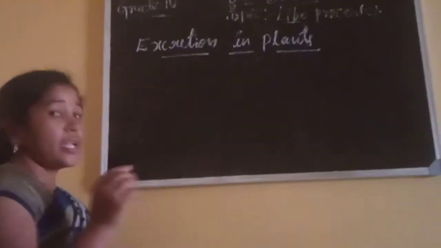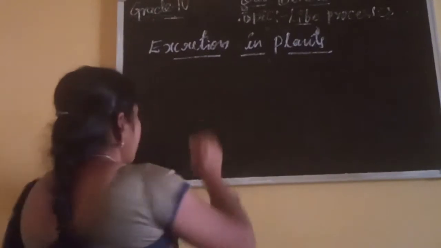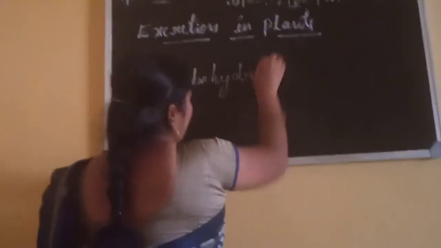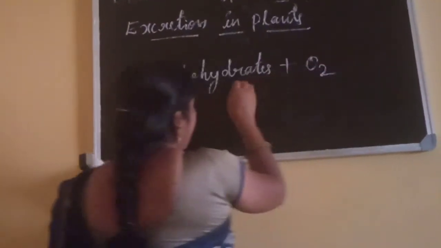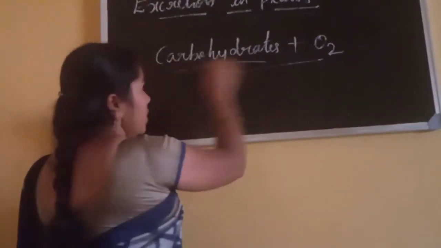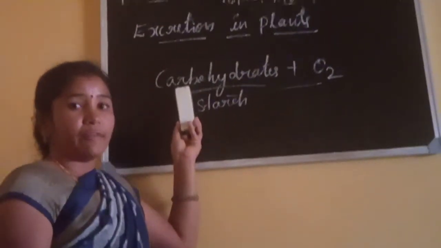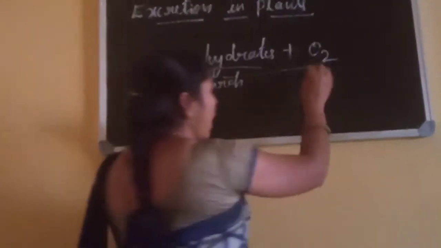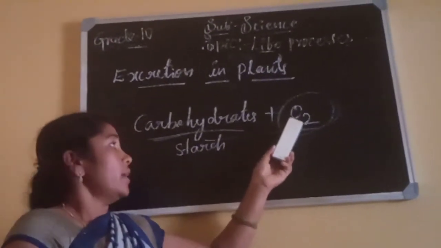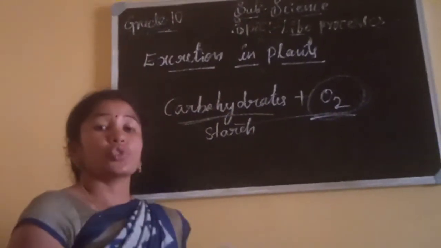Let's see now. Dear students, during photosynthesis, what products come out? Carbohydrates, then oxygen. These are the products that come out during photosynthesis. Carbohydrates are starch, which is utilized by the plant for its growth and development. Then what about oxygen? It is the waste product and is of no need to the plant. This is released out through the stomata openings.